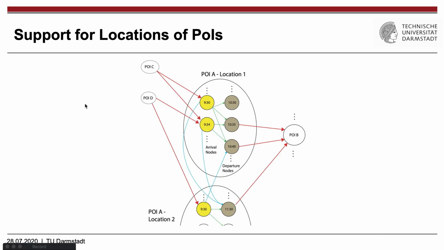Gets a bit more complicated if we have multiple locations per POI. So we have some edges between entering and leaving the POI location. We have edges to switch between POI locations, and we have edges to switch between POIs.